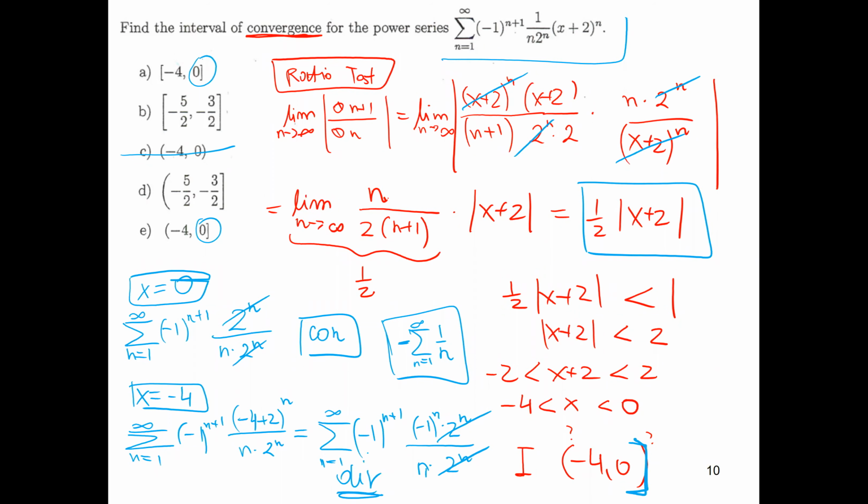That means we're not using -4 because it's giving me divergence. The final answer is this one, not including -4 because it's giving me divergence, but including 0. Right, so just make sure that you test the endpoints this way. Okay, radius of convergence, interval of convergence.